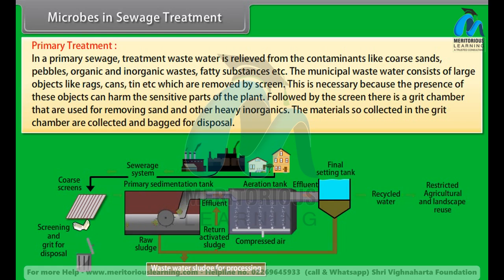The municipal wastewater consists of large objects like rags, cans, tin, etc., which are removed by a screen. This is necessary because the presence of these objects can harm the sensitive parts of the plant. Followed by the screen, there is a grit chamber that is used for removing sand and other heavy inorganics. The materials so collected in the grit chamber are bagged for disposal.